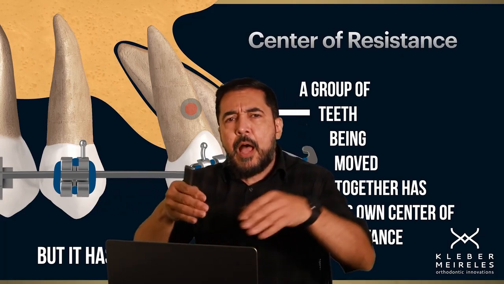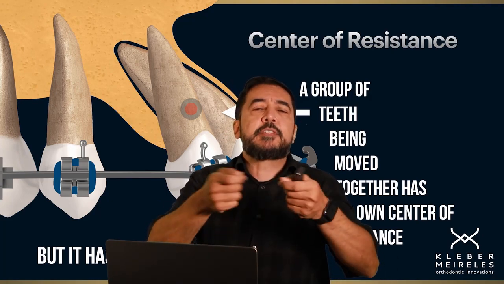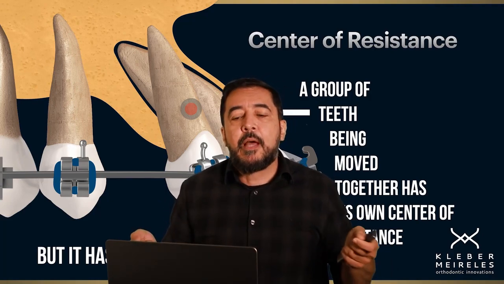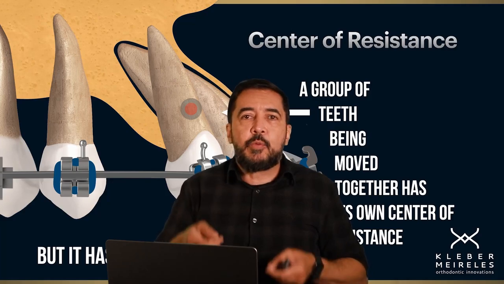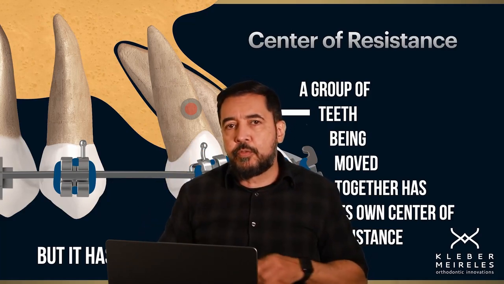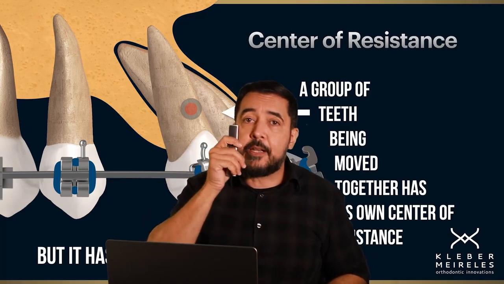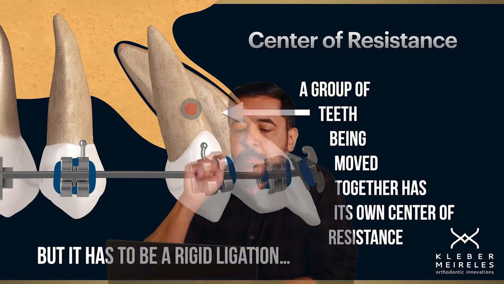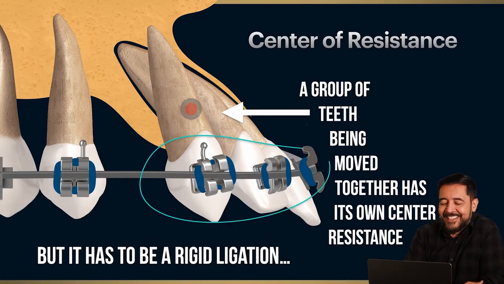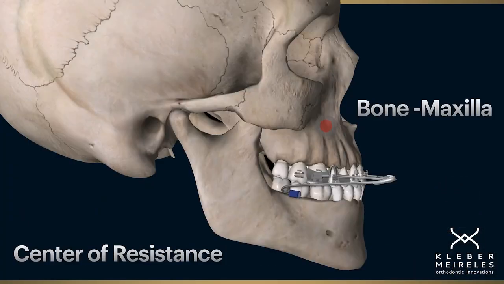I see people saying, we're using these six teeth ligated together, and we are applying the force close to the center of resistance. I'm going to show you that is wrong. That is the wrong concept. Let's move on. So for that, we need to have a rigid arch wire, very tightly ligated to those teeth, to have those teeth together considered just one body, okay?